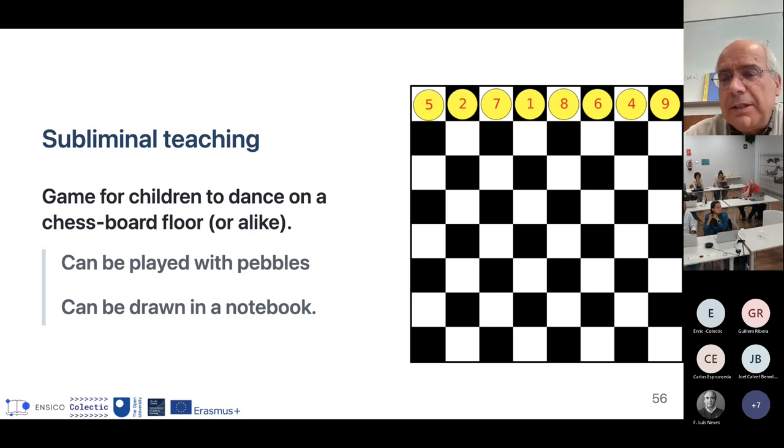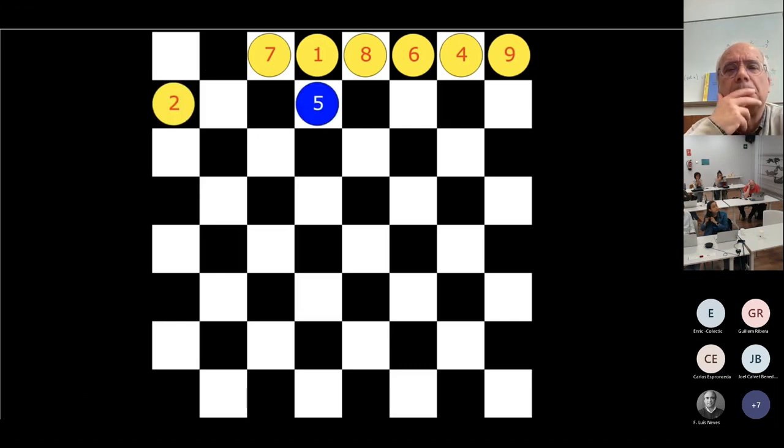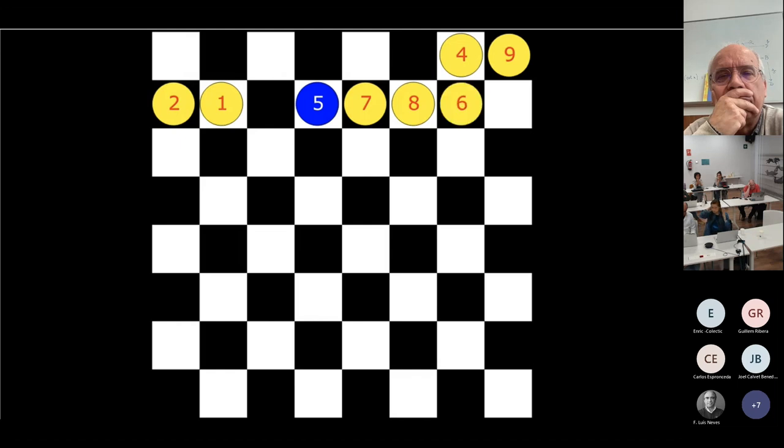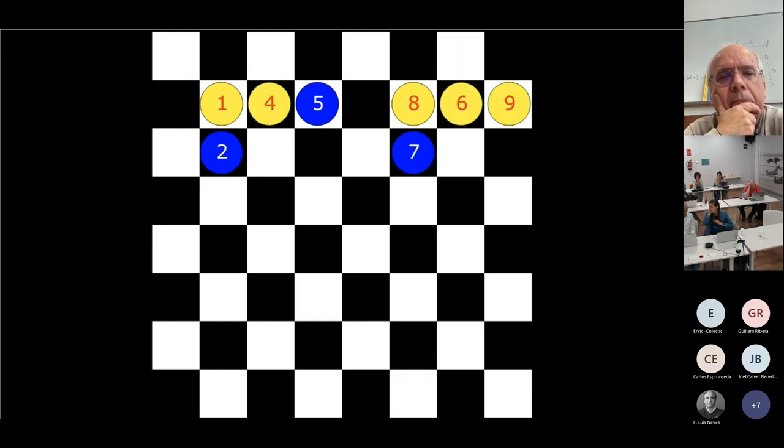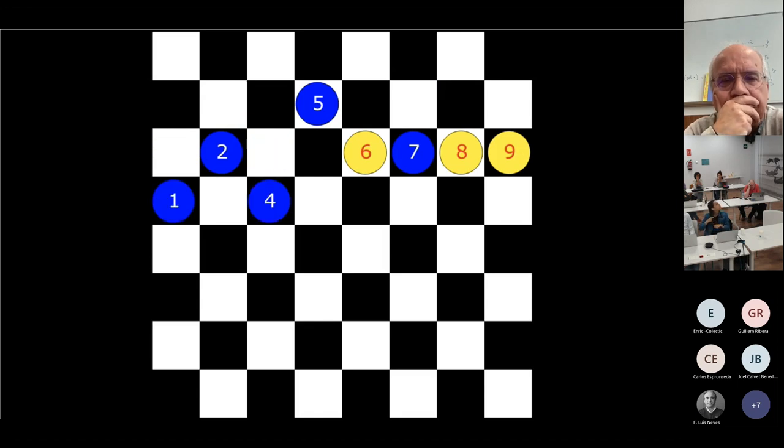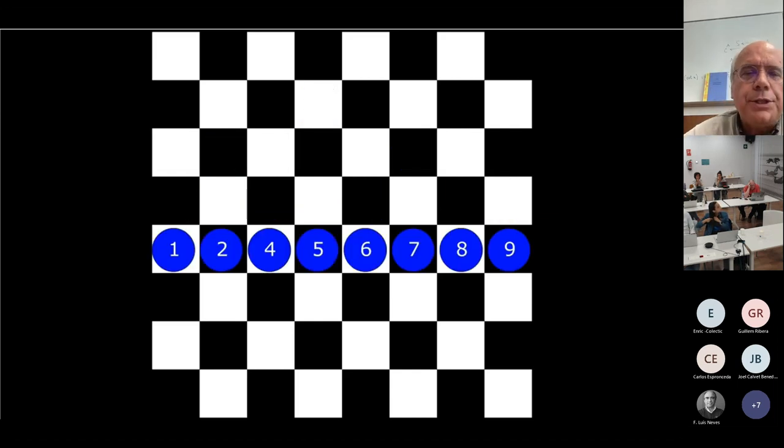And then what is the game? I have a video here, and I will show the video. It's a prototype of this, and then I will explain what it means. So let us see it. So we see that the numbers were unordered, and now they are ordered. And as you move downwards, in this case, in the chessboard, it's time elapsing. Okay. So let me move on.